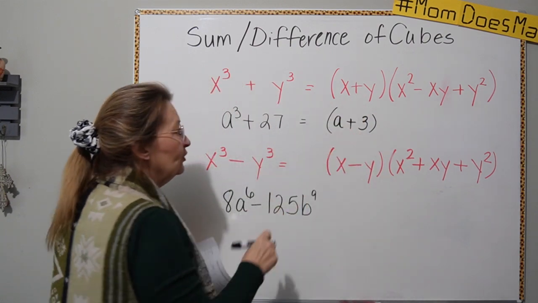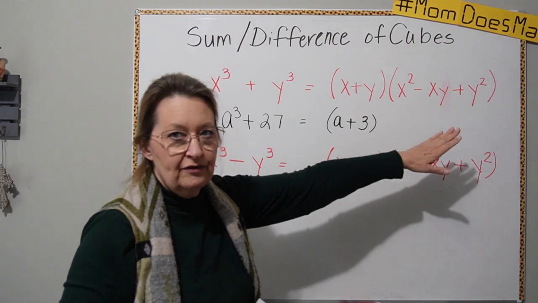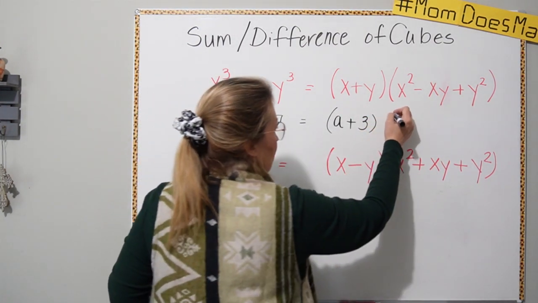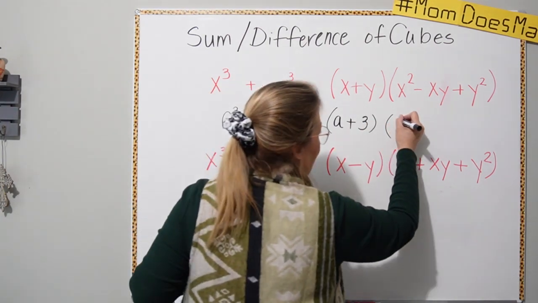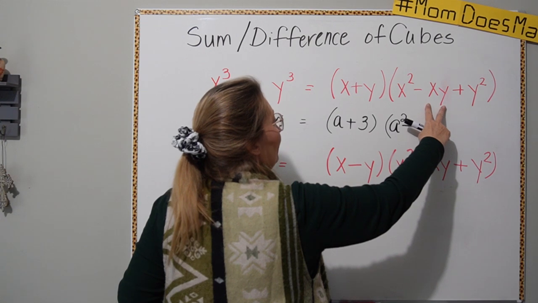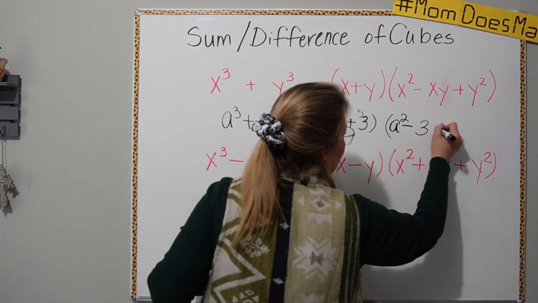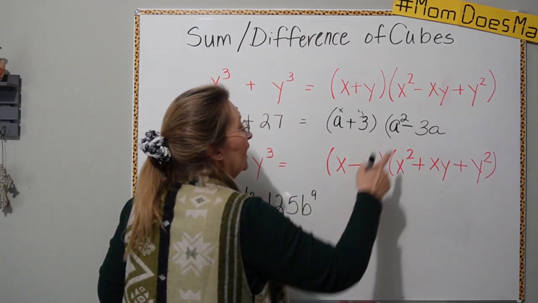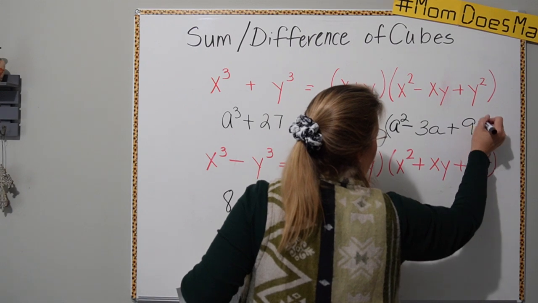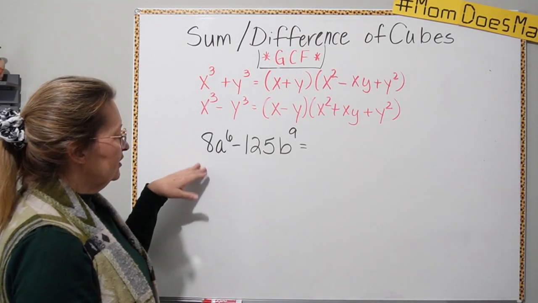And once you have your roots picked out, you don't even need to refer back to this to do the rest of your formula. So the next part of my formula says x squared. Well, this was x, so if I square it, that's a squared minus. Now, x times y. Well, here was x and y, so if I multiply them together, I get 3a. And then my last term plus is this number squared. 3 squared is 9.